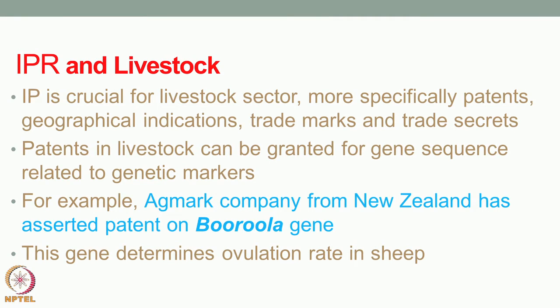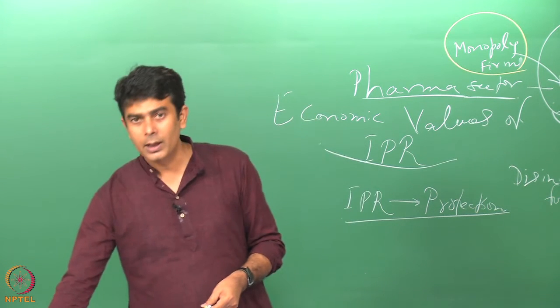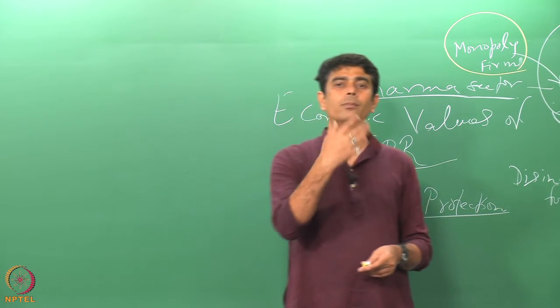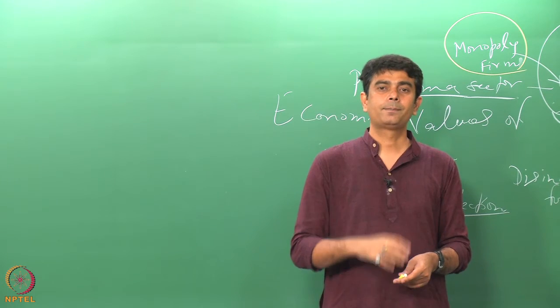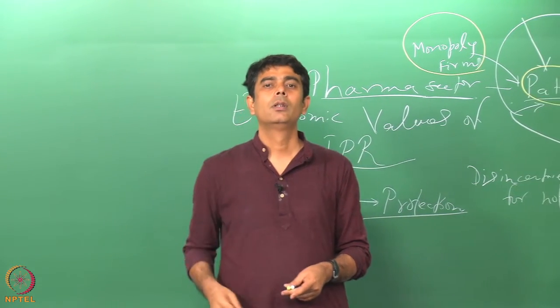So, this is one of the major interconnections which we are finding today, that of IPR and science and technology. We cannot really ignore the discussion on the interlinkages of intellectual property rights and livestock, and basically intellectual property is crucial for the livestock sector, more specifically patents, geographical indications, trademarks and trade secrets. So, a patent in livestock can be granted for gene sequences related to genetic markers. For example, the Agmark company from New Zealand has asserted a patent on the Booroola gene, and this gene determines the ovulation rate in sheep. So, this shows how intellectual property is not static, but dynamic: from business to industry, industry to biotechnology, biotechnology to the pharmaceutical sector, and now the livestock sector.